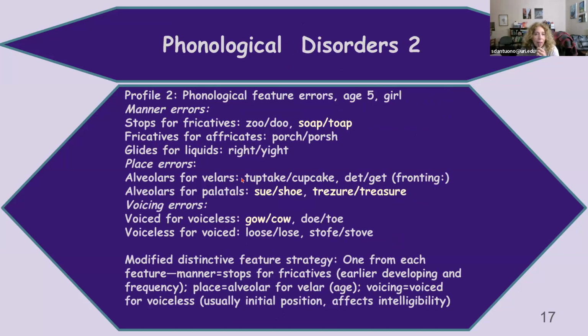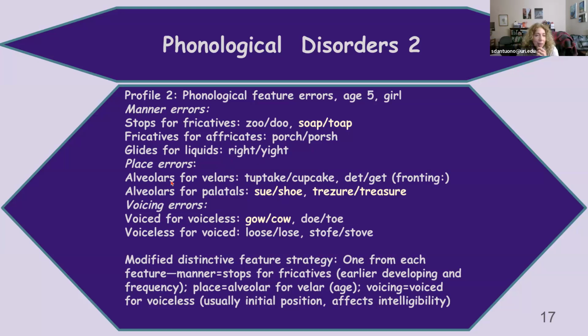So here's another one, this one would be a girl. She has manner errors, so she stops for fricatives. So instead of zoo, she's stopping the Z and saying do. Instead of soap, she's stopping the S and saying tope. She's substituting fricatives for affricates. So instead of Porsche, she's saying porch. She glides her R. Instead of right, she's saying yite.